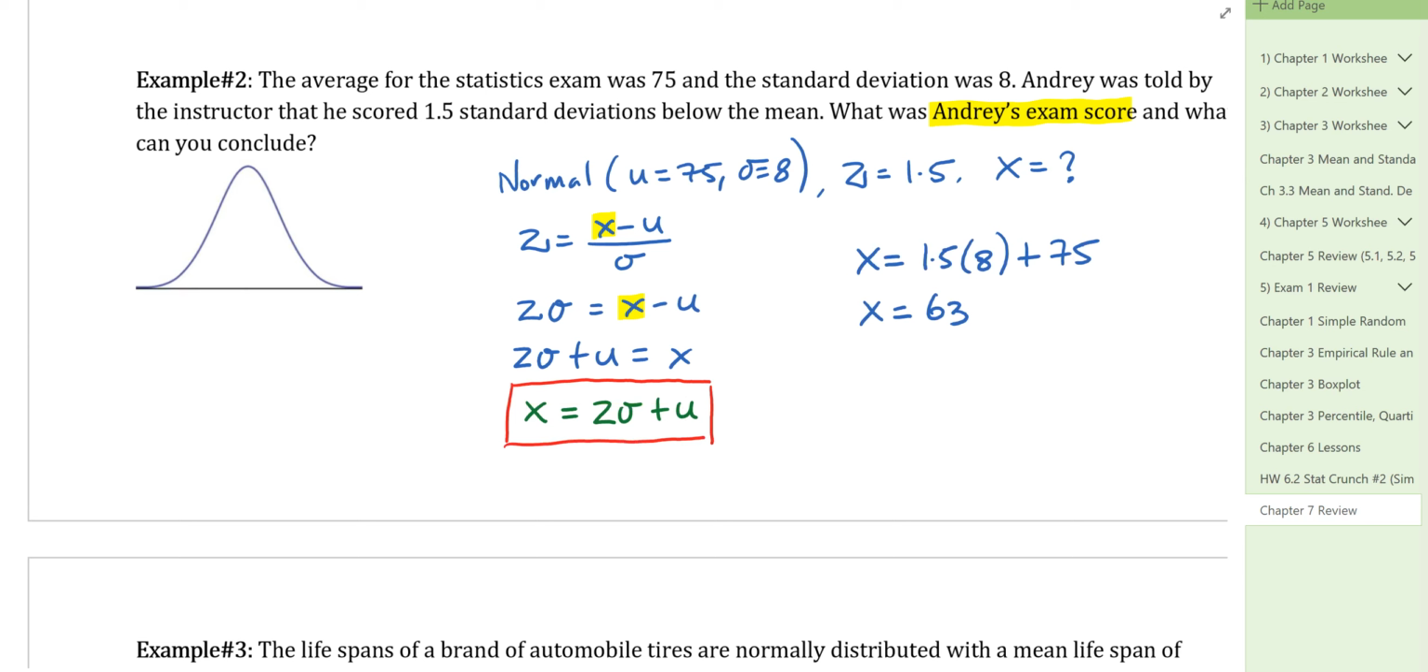That means Andrew scored 63, and to get a better understanding of where Andrew's score is, this is the standard normal with mean 0 and standard deviation sigma equal to 1. Andrew's score is 1.5 standard deviations about the mean, so if this is 1, 2, Andrew is right here. Looking at this, I know Andrew's score pretty well compared to the class.